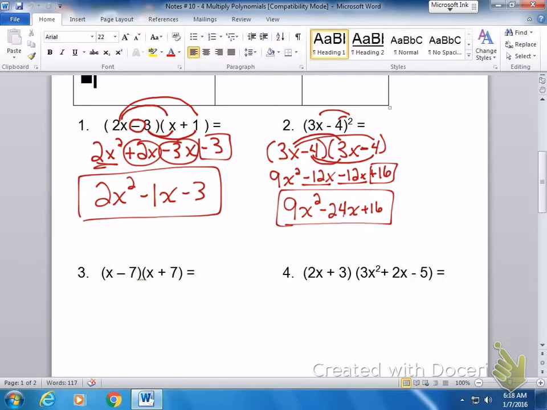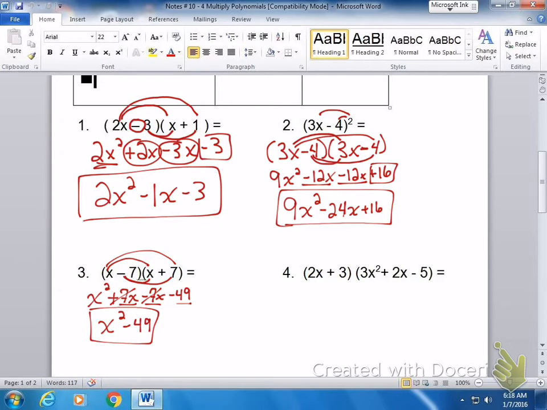It's another one like number 1. I'm going to go ahead and start distributing. X times x is x squared. X times positive 7 is plus 7x. Come to the next term. Negative 7 times x is negative 7x. And negative 7 times positive 7 is minus 49. Now we combine our like terms. I have x squared, it's the only one. I have positive 7x minus 7x, so those cancel. And then I have just minus 49 at the end. So x squared minus 49.